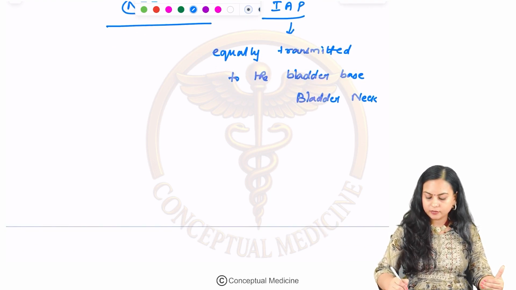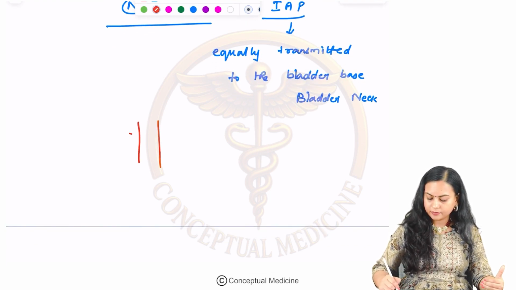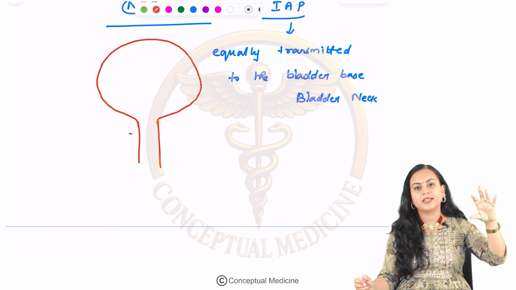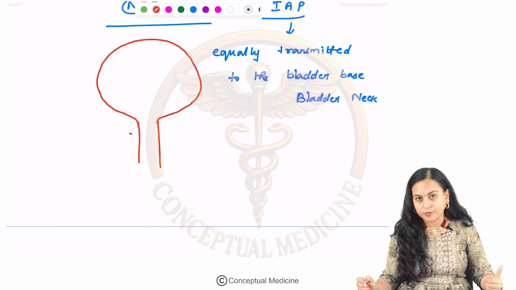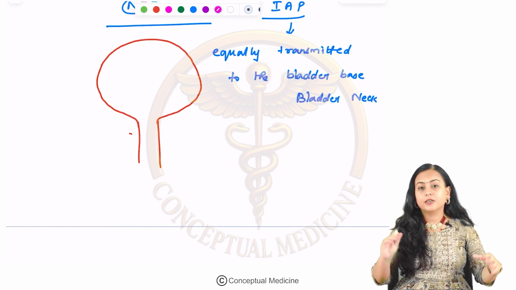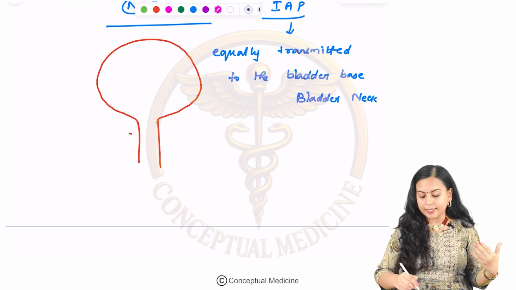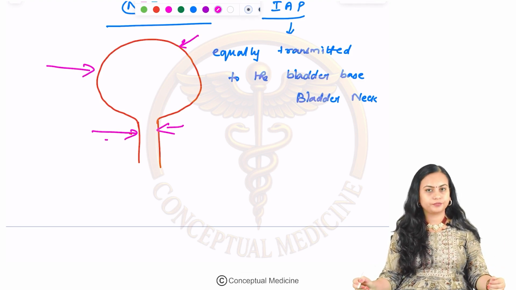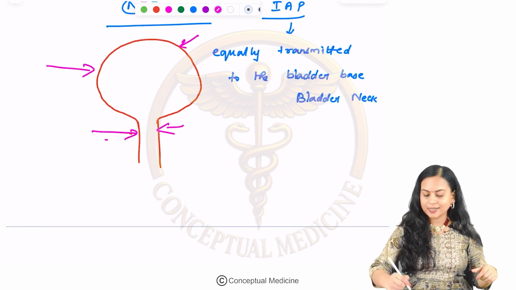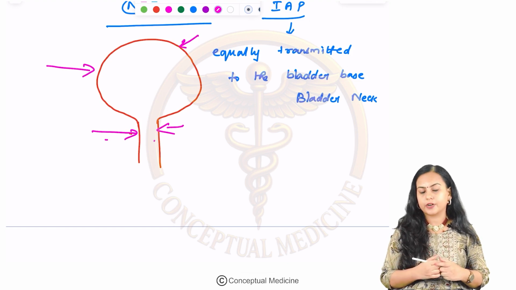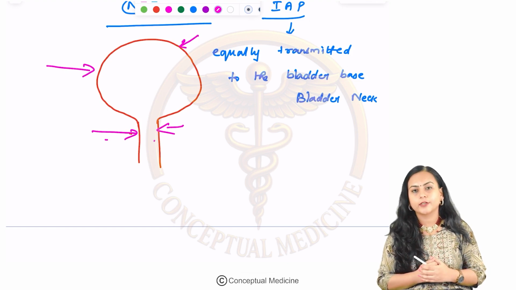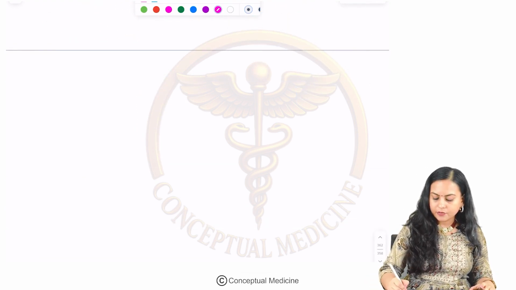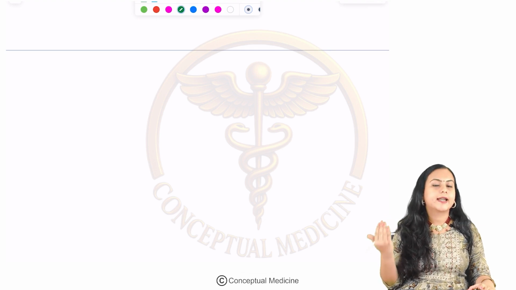Okay, so imagine you have a bladder. When she is coughing, what happens? There will be increase in intra-abdominal pressure, and the pressure will be given equally to the bladder base as well as to the bladder neck. Clear? So, when this is compressing, this is also going to compress. That means urine leakage is not going to happen. Clear? Right. Now, let's see in women who have lost this anatomical support.